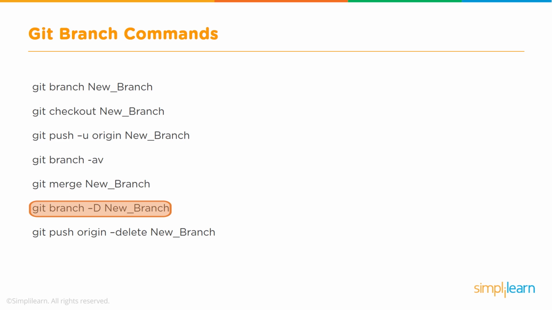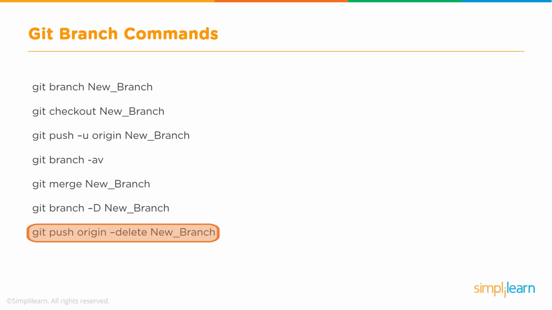In order to make this change on the server, which is to remove this branch from the server, the command is git push origin --delete and the name of the branch. This would also delete the branch that you created on the server.